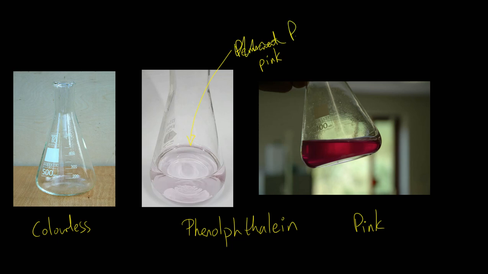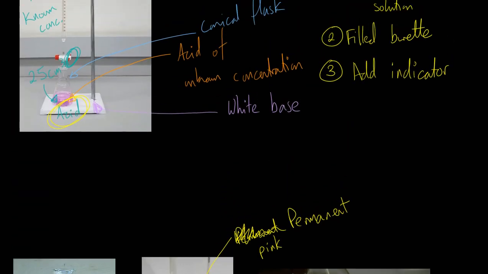My terrible handwriting. Permanent. That's better. So that permanent pink tells you that you have successfully neutralised your acid by adding exactly the right amount of alkali, not too much and not too little. So that is what step 3 is about. Step 3 is about adding your indicator.